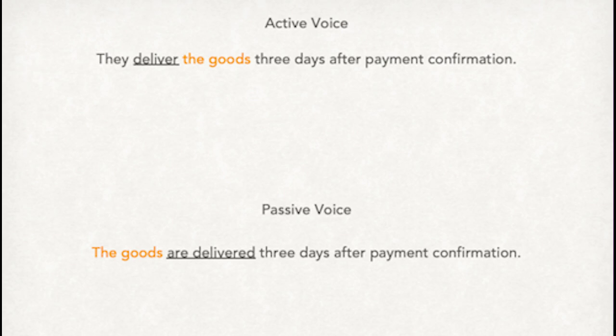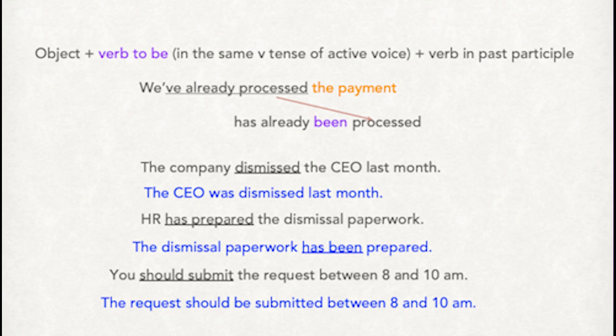Now, how do you do that? As in the example you see, we've already processed the payment. So you're going to start with the object, the payment, use the verb to be in the same verb tense as the original sentence, in this case present perfect simple, has been, and then the main verb in the third column, the past participle of the verb, which is processed. So you have: the payment has already been processed.